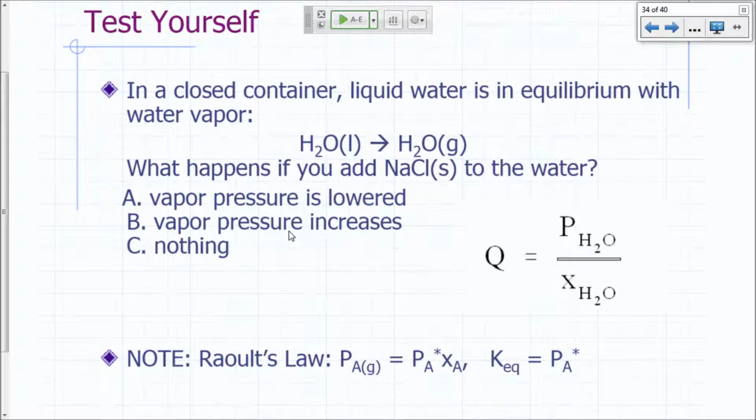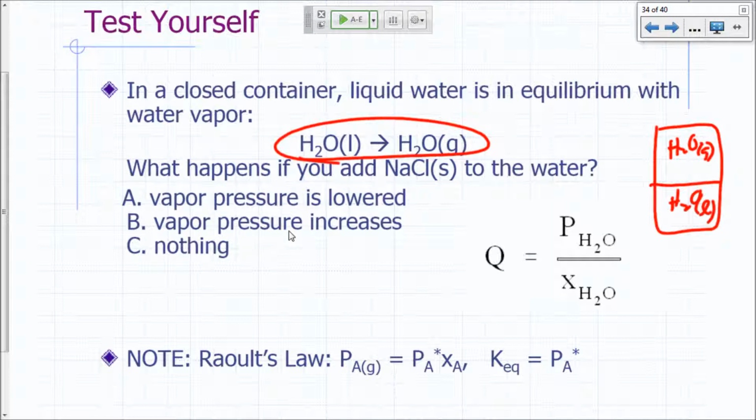Here's another example. You have a closed container. Liquid water is in equilibrium with water vapor. So I've got liquid water here, and I have water vapor gas there. So you've got equilibrium. What happens if I add sodium chloride to my water? Vapor pressure is, remember your colligative properties? What's the answer to this one? You add a non-volatile solute to a liquid, what happens to the vapor pressure of the liquid? It's lowered, right? Raoult's law.